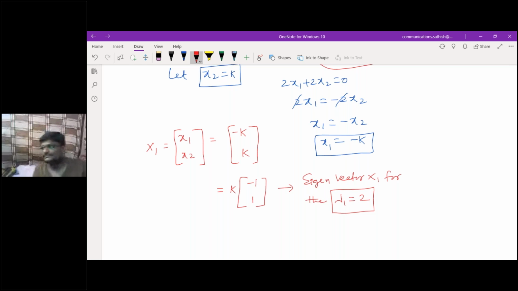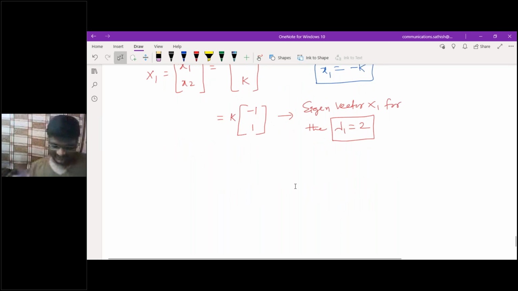Am I correct or wrong? Yes, sir. The same procedure you can follow for the other eigenvalue, lambda is equal to 6. That I'll come back to in a later session.